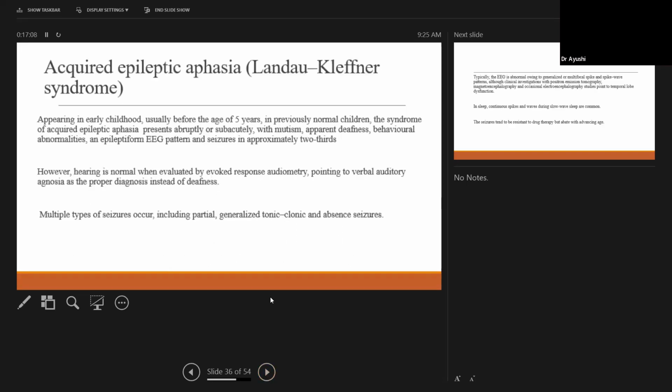Next is acquired epileptic aphasia or Landau-Kleffner syndrome. Appearing in early childhood, usually before the age of 5 years, in previously normal children, the syndrome of acquired epileptic aphasia presents abruptly or subacutely with mutism, apparent deafness, behavioral abnormalities, an epileptiform EEG pattern, and seizures in approximately 2/3. However, hearing is normal when evaluated by evoked response audiometry, pointing to verbal auditory agnosia as a proper diagnosis instead of deafness. Multiple types of seizures occur, including partial, generalized tonic-clonic, and absence seizures.